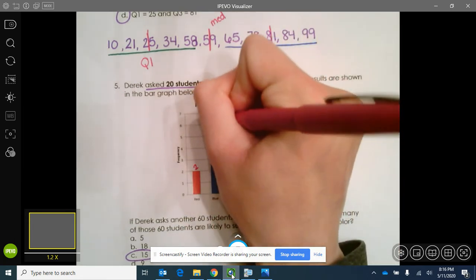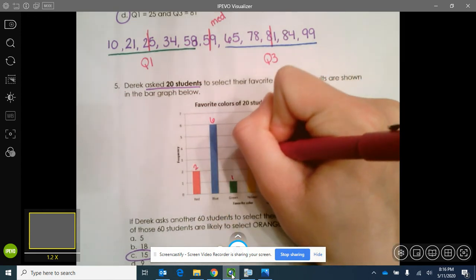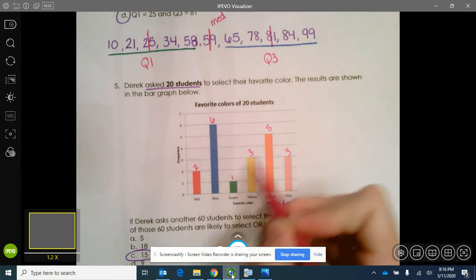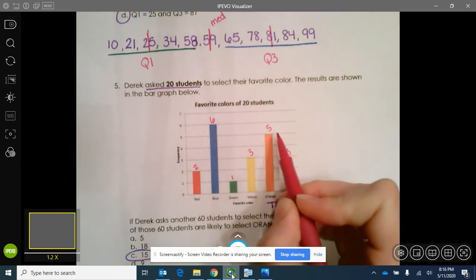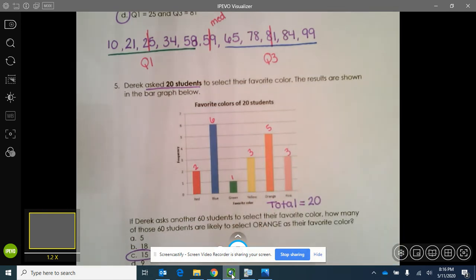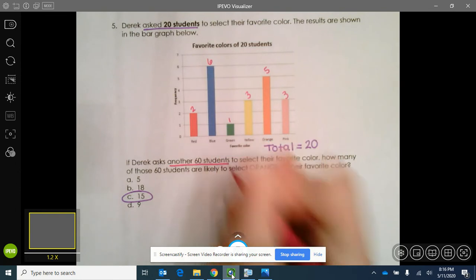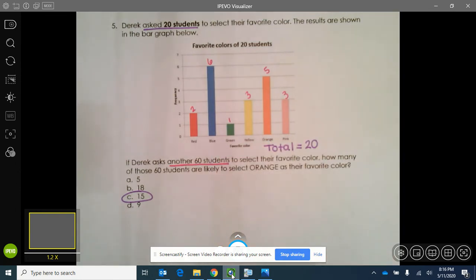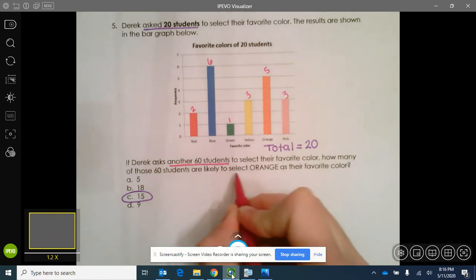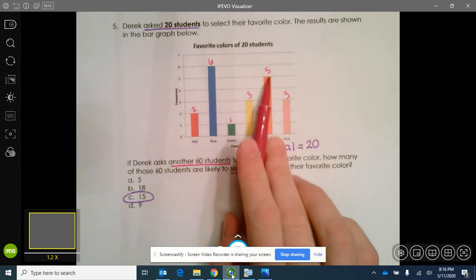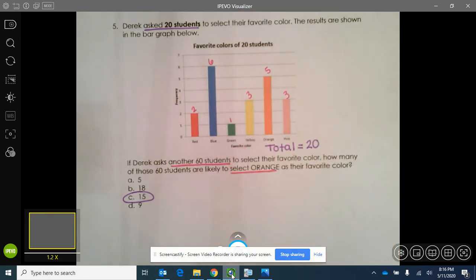So this is 2, 6, 1, 3, 5, and 3. So if I add 2 plus 6, I get 8, plus 1 is 9, plus 3 is 12, plus 5 is 17, plus 3 is 20. So that's another way to go about calculating your total there. Now it says if Derek asks another 60 students, so we're trying to make a prediction here. We're trying to predict how many of those 60 students are likely to select orange as their favorite color. So he knows how many out of 20 picked orange, so 5 out of 20. We're trying to figure out how many of the new 60 students are going to select orange.